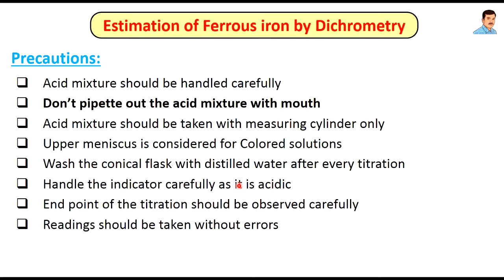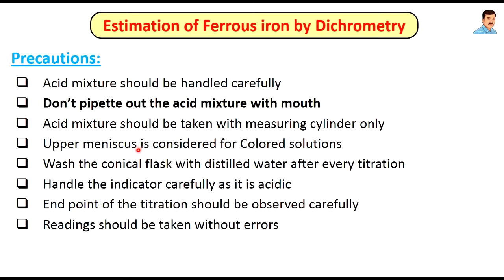Precautions to be taken while doing the experiment. These are very important. Acid mixture should be handled carefully. Acid mixture should not be pipetted out with mouth. Acid mixture is dangerous as it contains sulfuric acid and phosphoric acid. So it should not be measured with a pipette. For measuring, we have to use only a measuring cylinder. So extreme care must be taken with acid mixture.